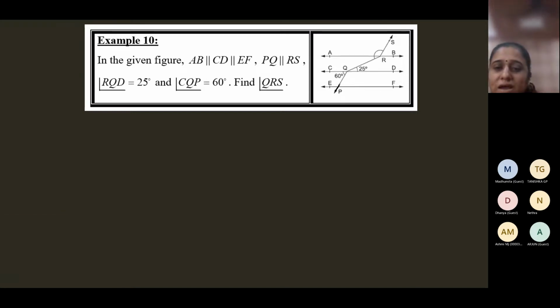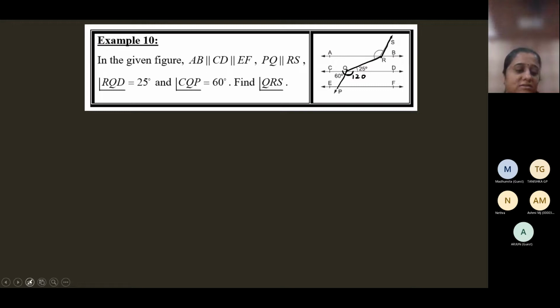See here, parallel line. Now let me find this. This is 60, no? See here, this is 60. So straight line, this one will be 120, linear pair axiom. Now, parallel line, transversal, parallel line. Where are the alternate interior angles? Parallel line, transversal, parallel line.